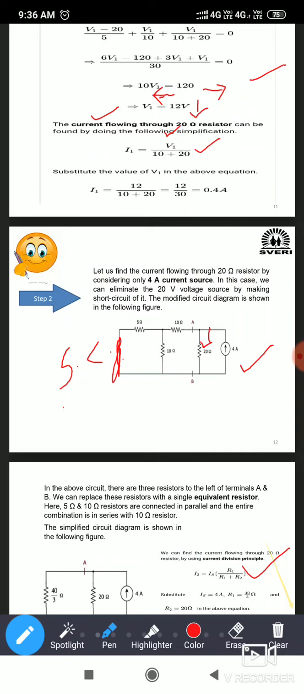So here are two options. Either you can make this circuit simple by using the equivalent resistance, or you can apply the nodal analysis. Three nodes will be there. This will be the ground node, this will be V1, this will be V2. Superposition theorem you can easily apply here, or the second method will be the equivalent resistance.